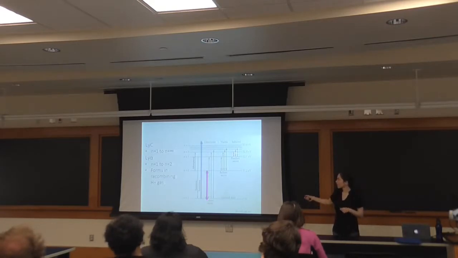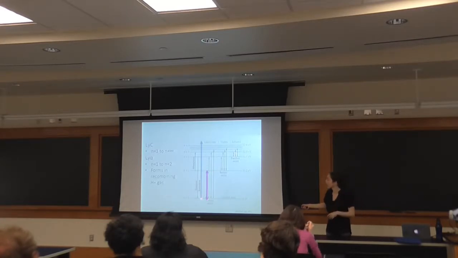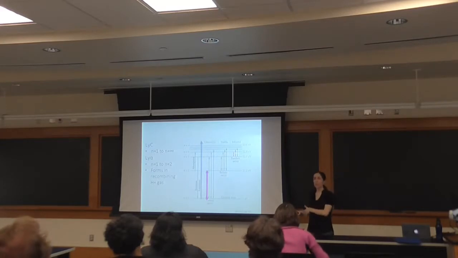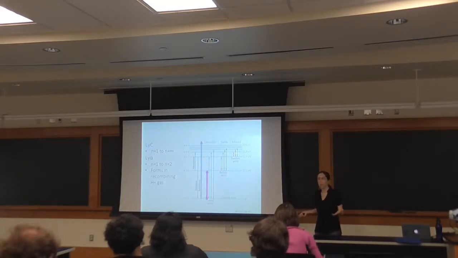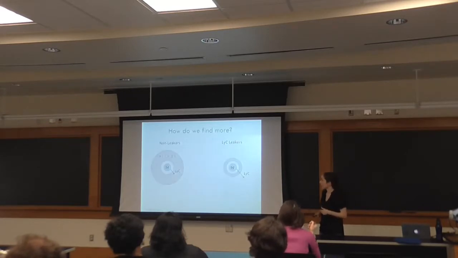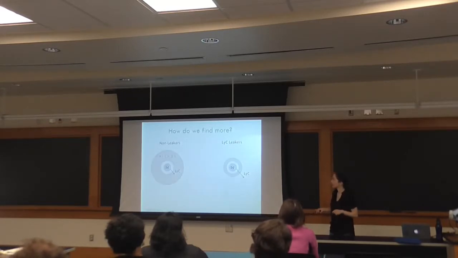So Lyman alpha is the 1 to 2 transition in hydrogen, whereas Lyman continuum is the energy it takes to take an electron from the ground state to infinity. And so like Lyman continuum, Lyman alpha is also very easily absorbed by any neutral hydrogen you have in the way, so it makes a good tracer. But it's a little more complicated than Lyman continuum.